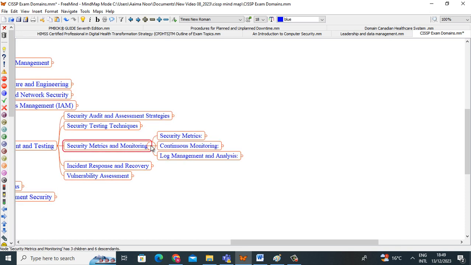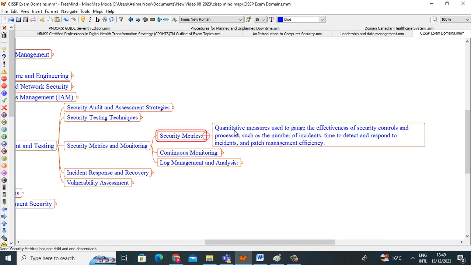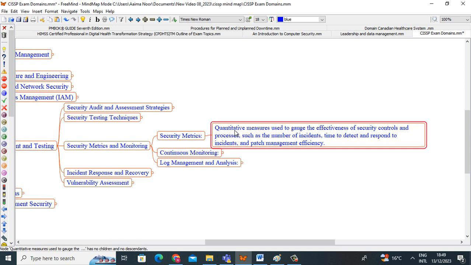Security metrics and monitoring. Security metrics. Quantitative measures used to gauge the effectiveness of security controls and processes, such as the number of incidents, time to detect and respond to incidents, and patch management efficiency.